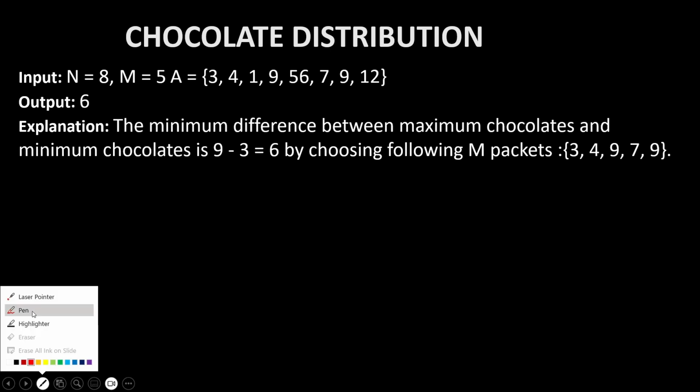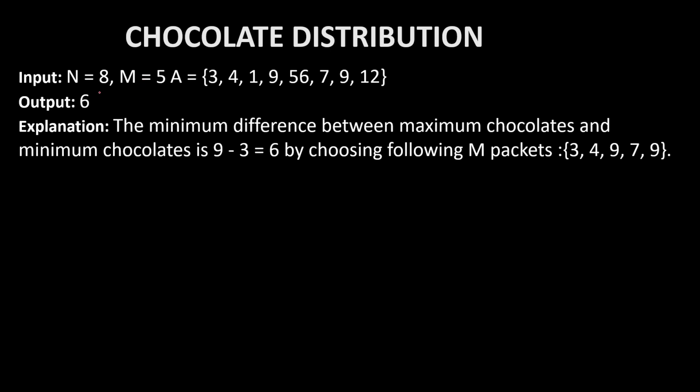So the question is saying here that there are 8 total packets and there are 5 children. We have to give 5 of these packets to each child. Each child will surely receive a packet. So out of 8 we have to choose 5 packets. M equal to 5 means a group of 5, and first we have to sort this array.